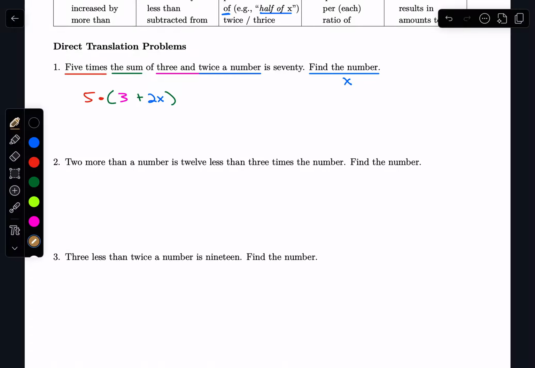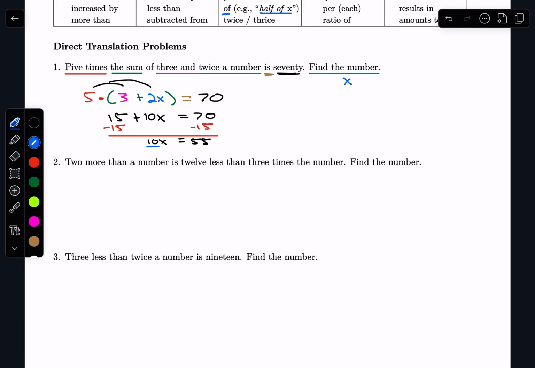Then the easy part, we have the word is. That just means equals. Then on the other side, we just have a plain old number, which is 70. So 70 at the end. So this whole thing just converted to 5 parentheses 3 plus 2x is equal to 70. So now solving is no big deal for us. We've learned how to distribute here. So I'm going to distribute the 5 to get 15 plus 10x is equal to 70. And now it's a 2-step equation where I'm going to use the additive inverse to move the 15 to the other side by subtracting. That leaves me with 10x is equal to 55.